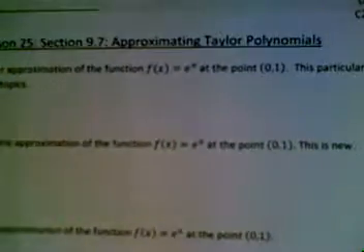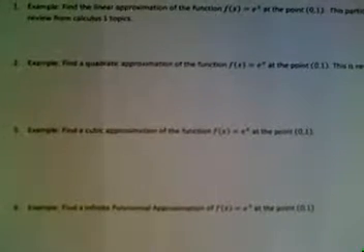Lesson 25. We're looking at section 9.7, approximating Taylor polynomials. Now, I'm going to work through 1, 2, and 3, actually 1 and 2 very quickly. I'm going to take my time with 3 and with 4, because it's very important you understand what we're doing and why we're doing it.